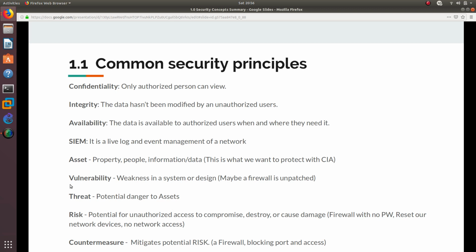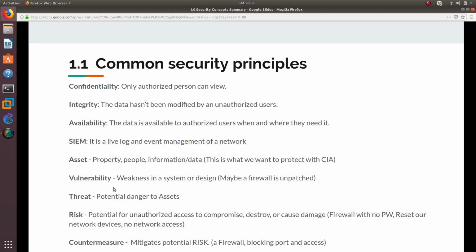Then we have vulnerability, which is a weakness in the system or design. Maybe a firewall is unpatched. Maybe we have a weak password there, or we do not have a password at all, which happens a lot. Or we have the default password, which is even worse.